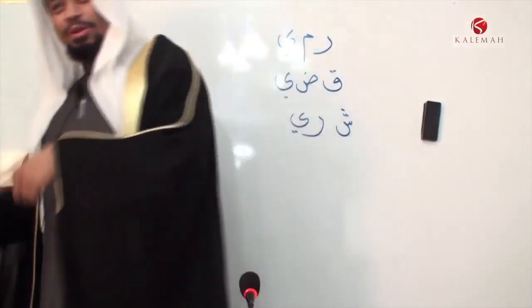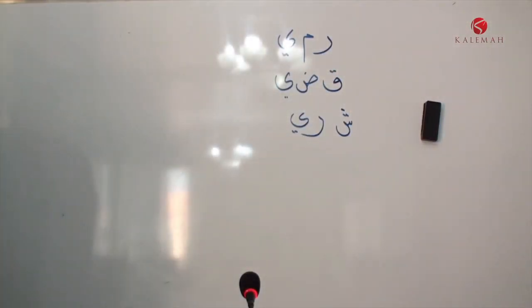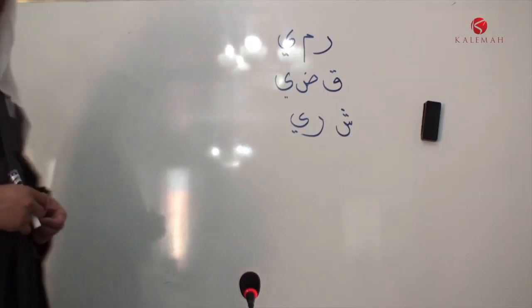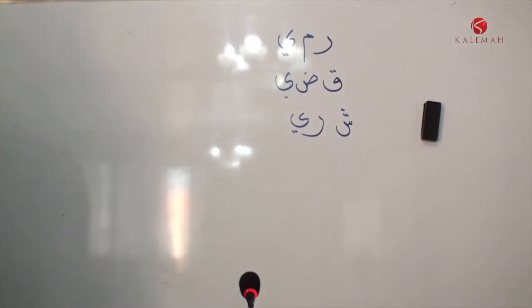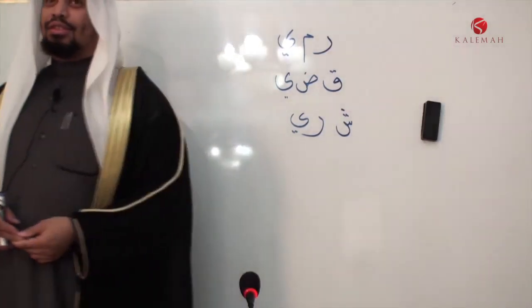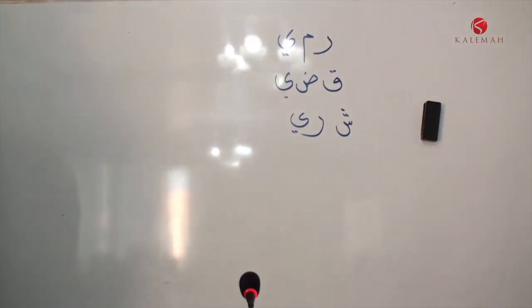And Ba'a is used mostly for sold, and it could be used for bought. It's the opposite. Shara is mostly used for what? Sold, not buying. And it could be used for buying. But Ba'a is mostly used for? Buying. Same, not the opposite. That is ishtara, which is mostly used for buy. Okay? Shara.